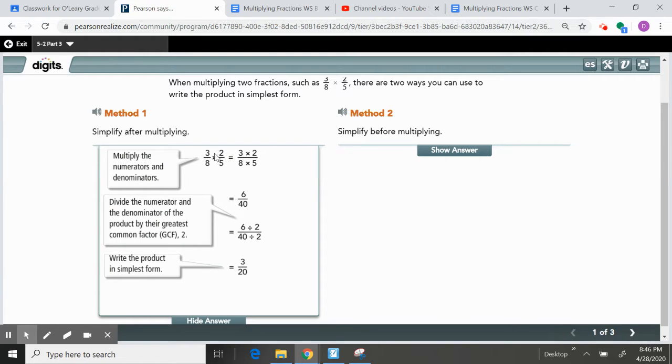So down here, 3 times 2, our numerator is 6. 8 times 5, our denominator is 40.